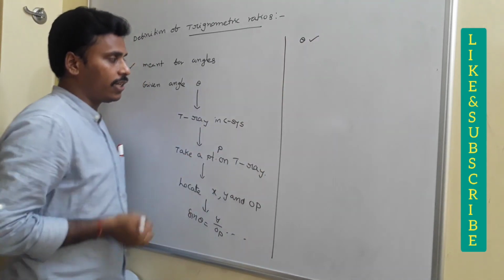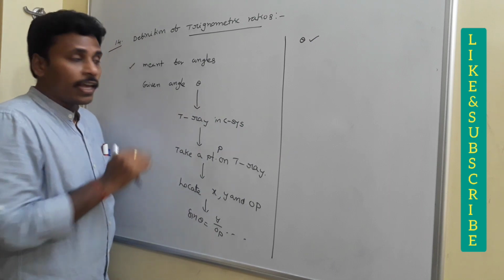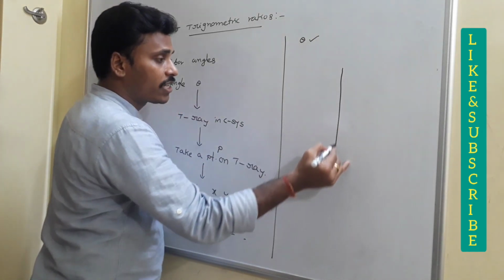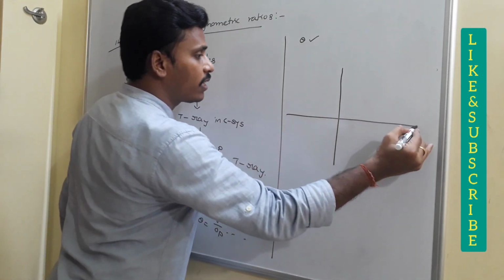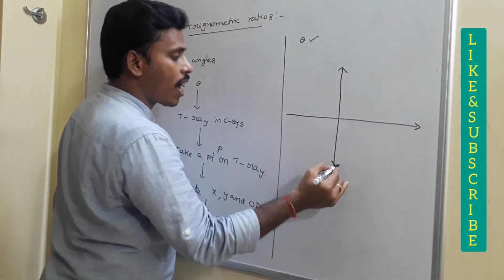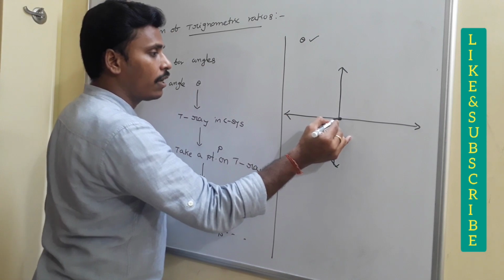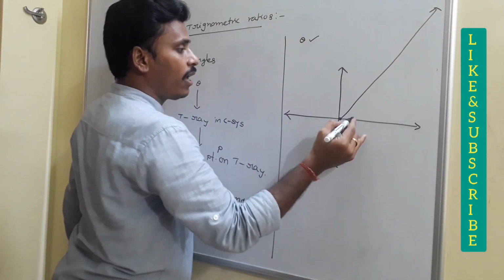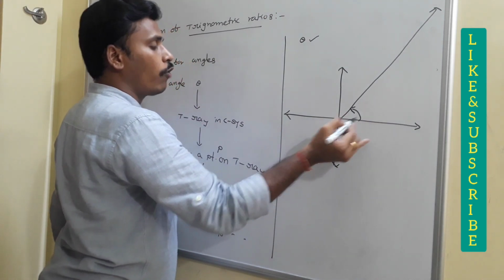So I have an angle theta. The first step is completed. If I have an angle theta with me, the next step is drawing its terminal ray. So in the coordinate system, I have a chance to draw a terminal ray corresponding to this angle. Suppose this is the terminal ray corresponding to an angle of theta.